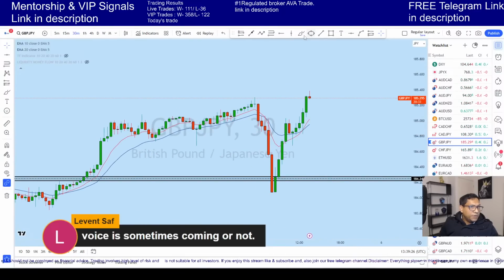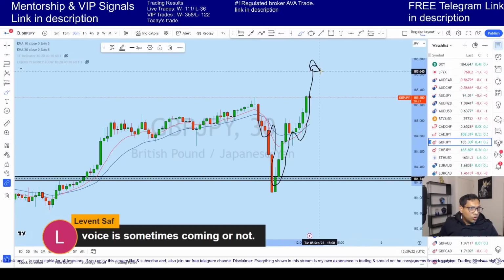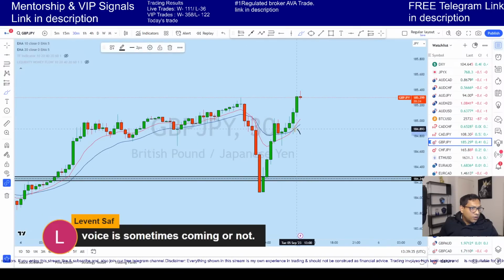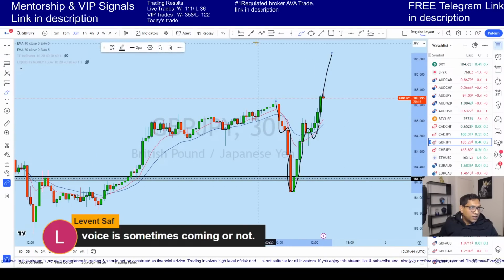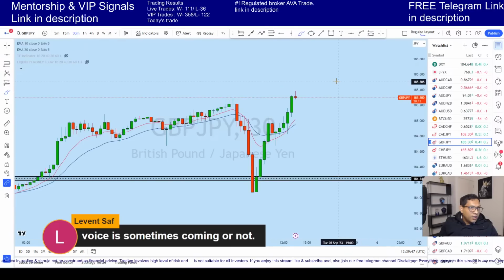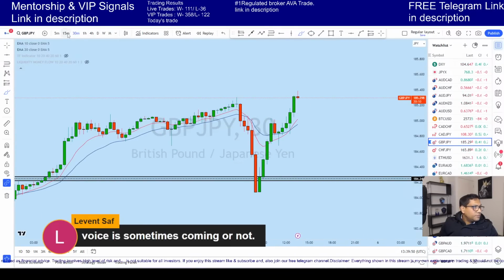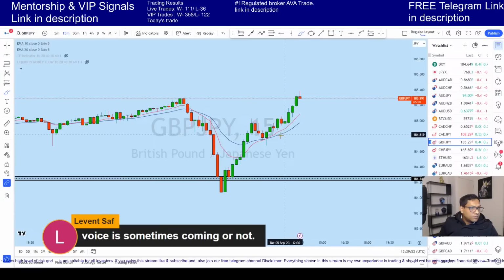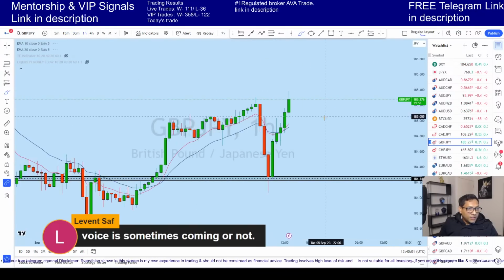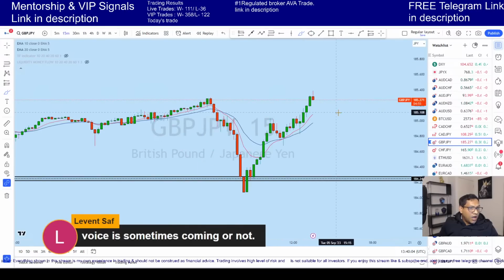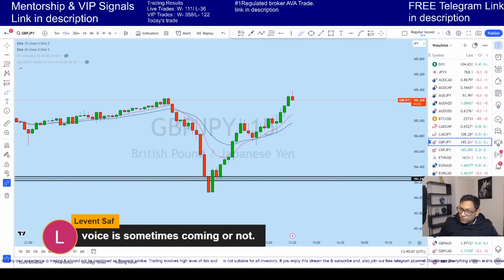Here, GBPJPY very nicely created this inverted head and shoulder, a strong breakout. Here we see there is a liquidity grab, and this is a very strong bullish market structure on GBPJPY. In this bullish market structure, GJ is maintaining this upside momentum, and I think we can expect this price to keep pushing higher from a longer term perspective on GBPJPY.